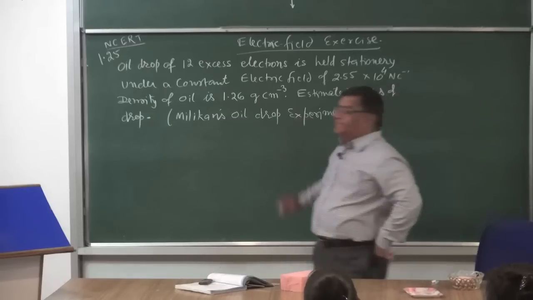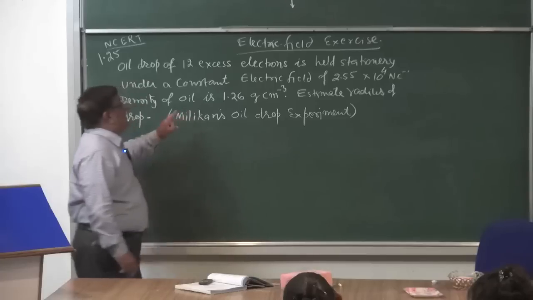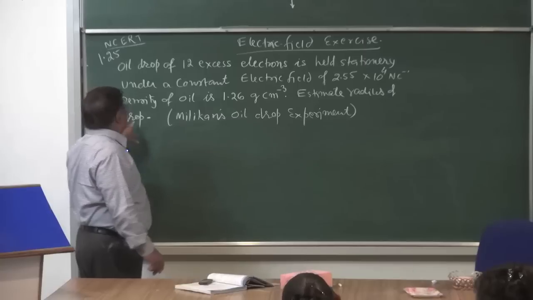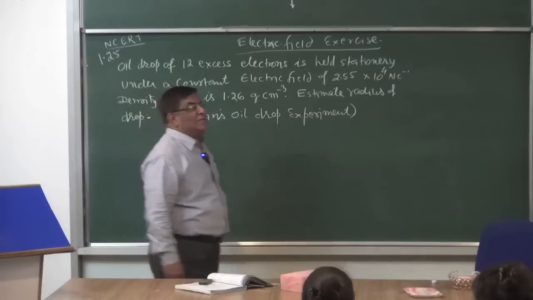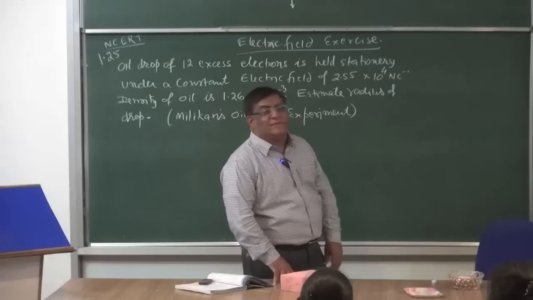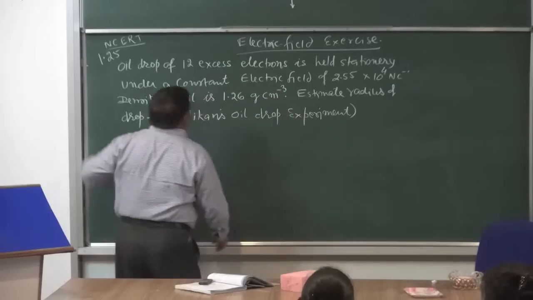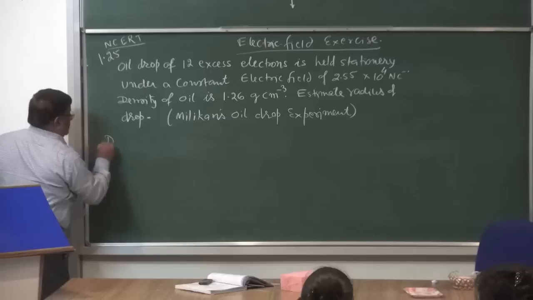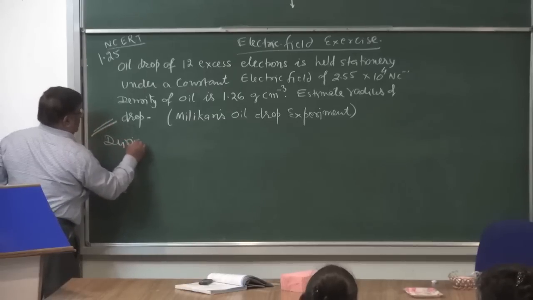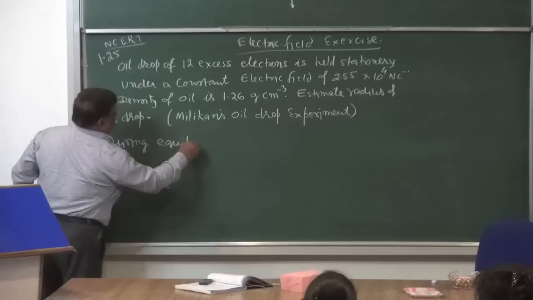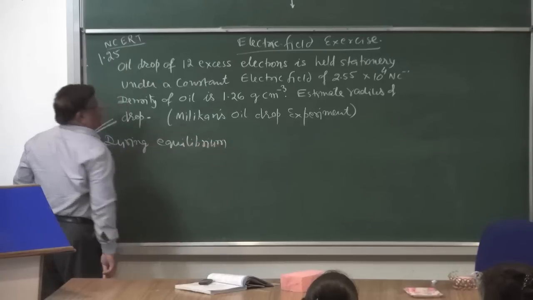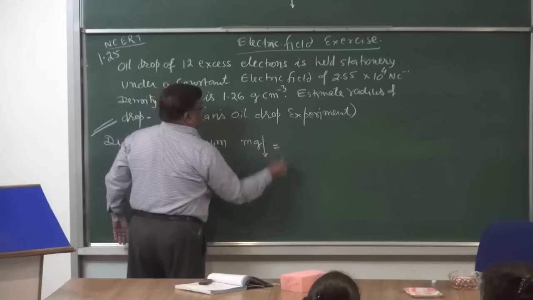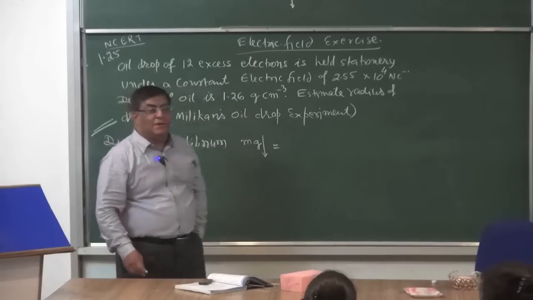It is that situation. Now in this situation, equilibrium has been reached, and we have to find out the radius of the drop. In that equilibrium, where does the radius appear? During equilibrium, mg, which is downward, is equal to the electrical force.